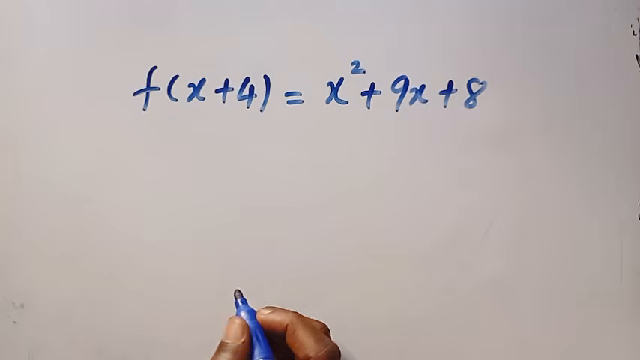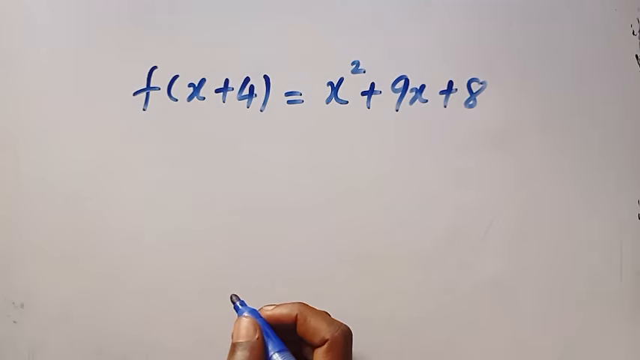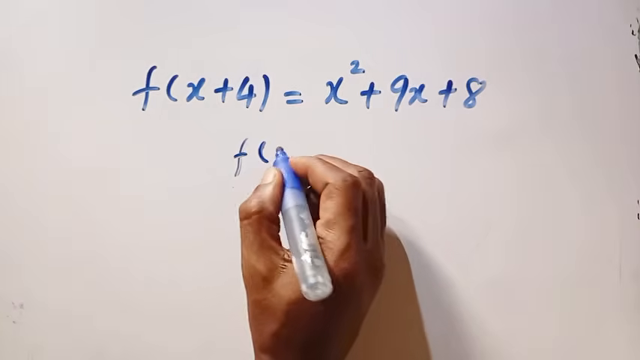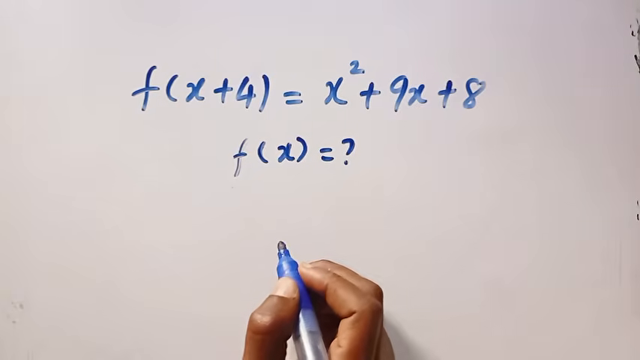As a beginner, if you're asked to find these functional equations for f of x, how do you find it? It's a very simple problem and I'll be solving it in just 1 minute. So I'll be applying two different methods, but how do you solve this problem? It's very simple. The question is, what is f of x?